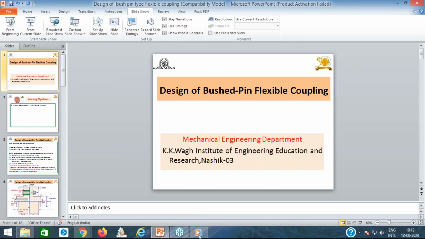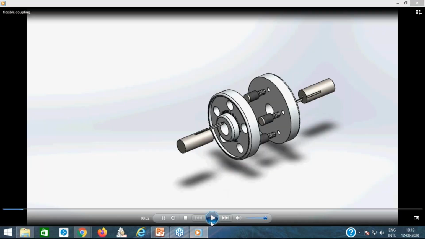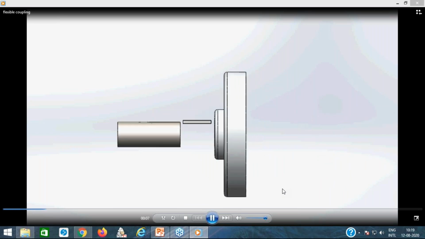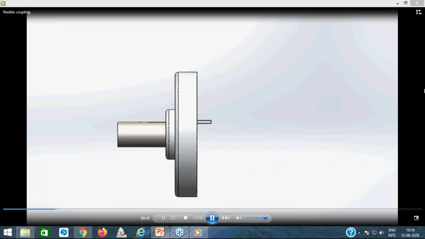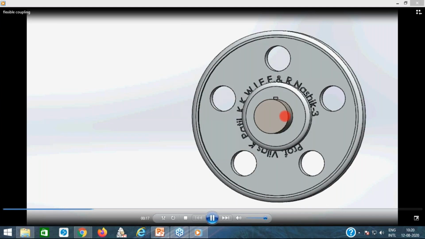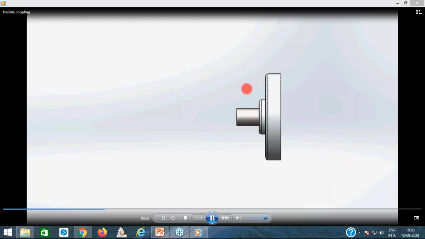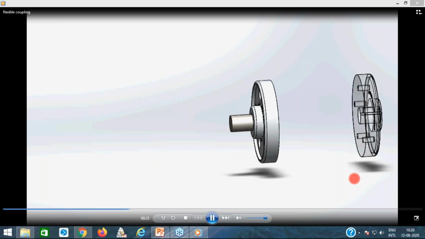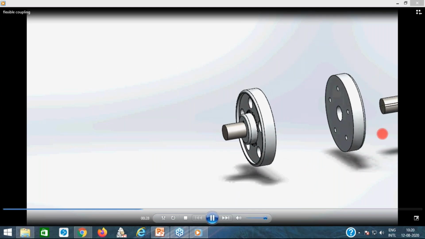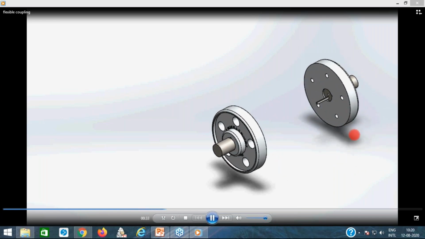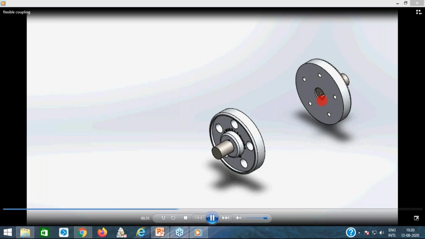Before that, I would like to show the video 2 times. I have run this video. Let us observe this video. You will find here it's a flexible bush pin type coupling. It consists of an input shaft, flange, then key. By using the key, the input flange is mounted on the input shaft. Then another flange, that is the output flange, then the output shaft, and then a key is used to properly mount this output flange on the output shaft.